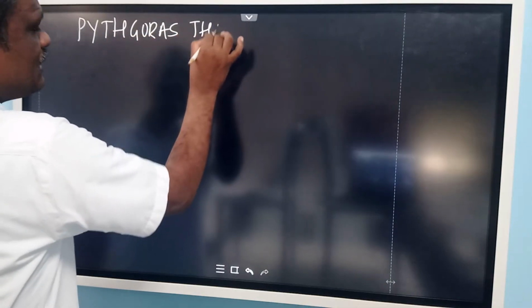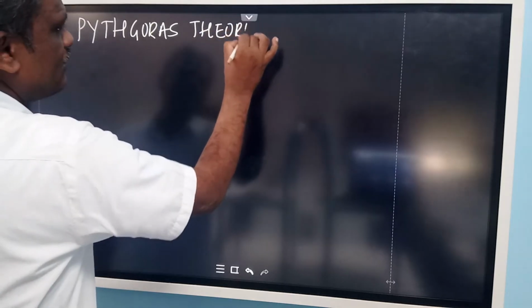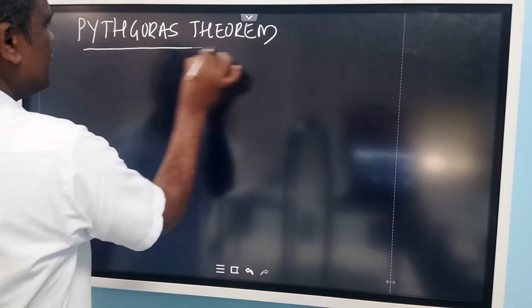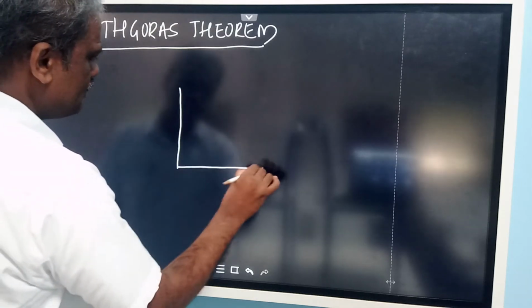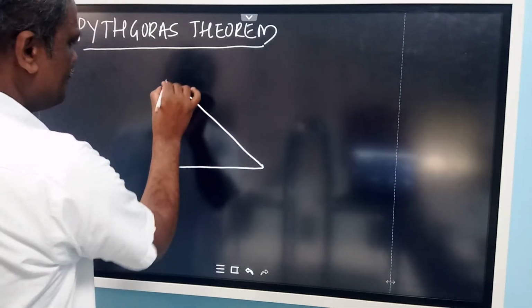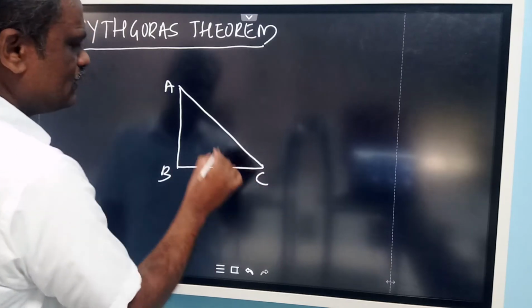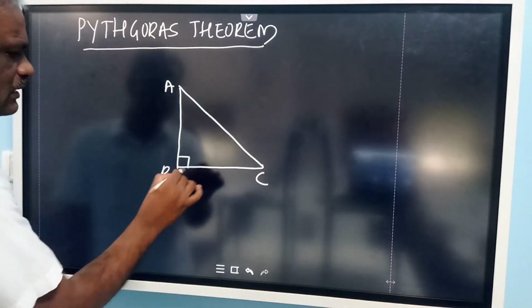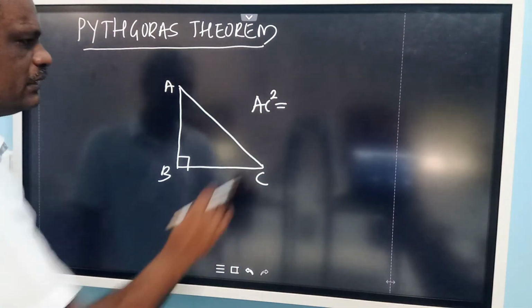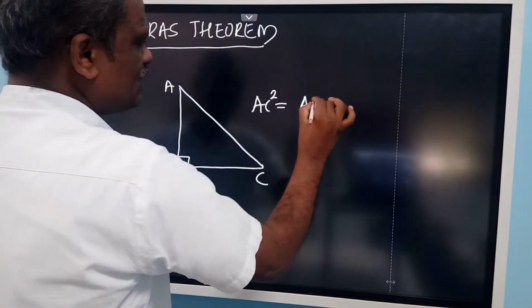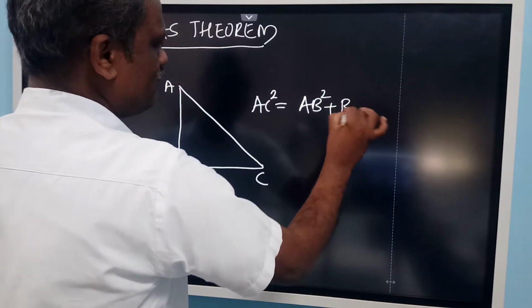In the lower classes, class 7th onwards, you have been studying Pythagoras theorem. What does it state? If you take a right angle triangle ABC, the square on the hypotenuse AC square is equal to the sum of the squares on the other two sides, AB square plus BC square.